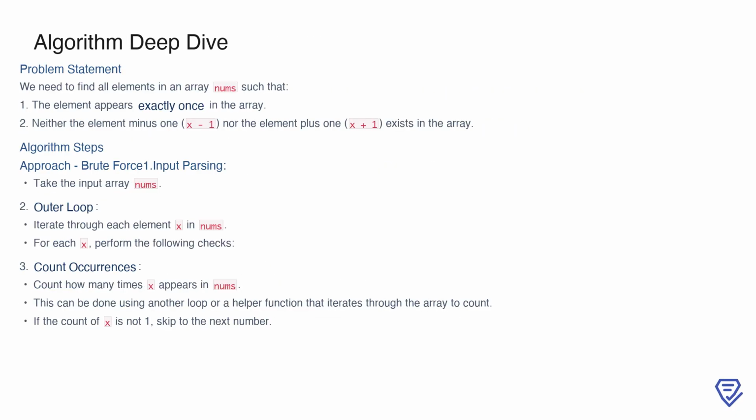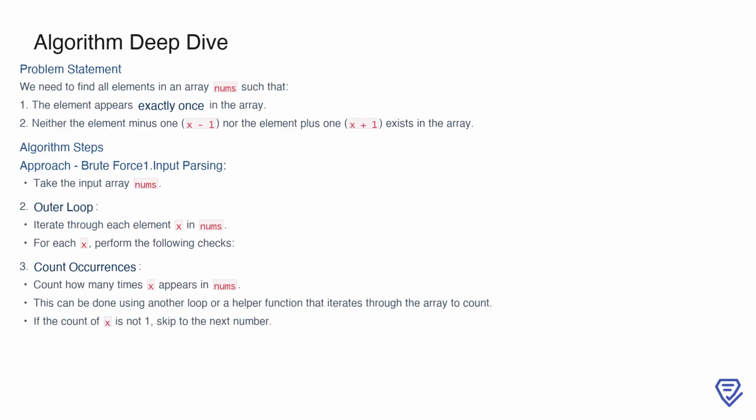To solve this problem, we need to identify all the elements in the array that appear exactly once and are not adjacent to any other numbers in the array. This means for each element x, we need to ensure that neither x minus 1 nor x plus 1 is present in the array. The brute force approach begins by iterating through each element in the array.